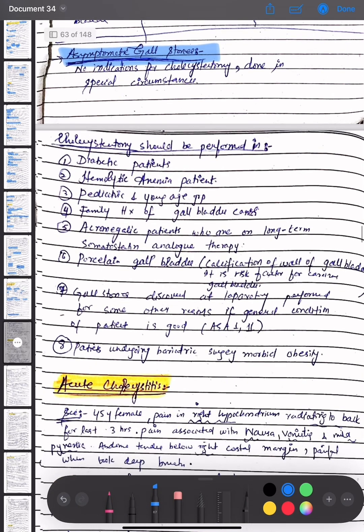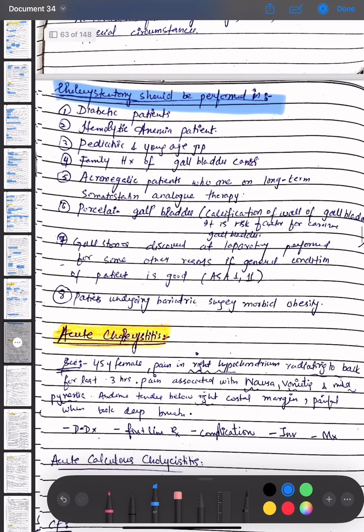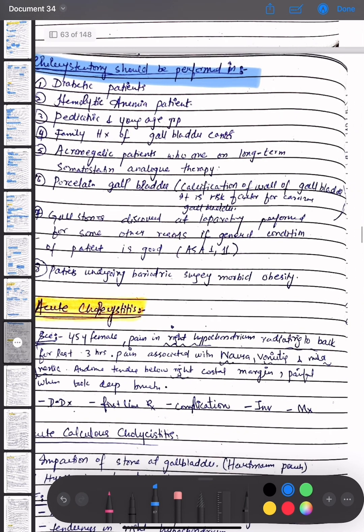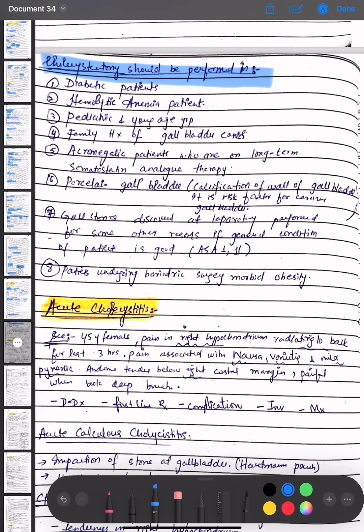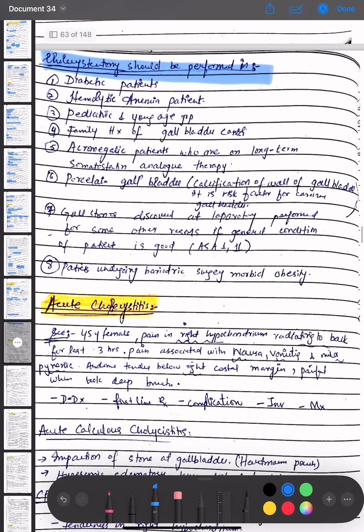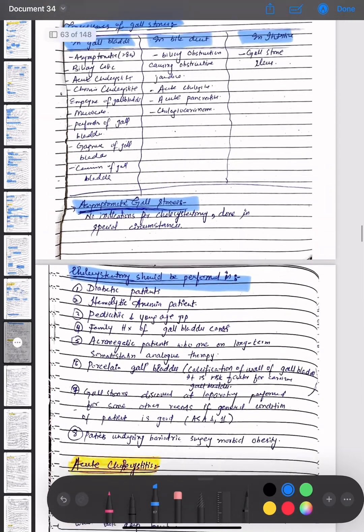Cholecystectomy should be performed in diabetic patients, in hemolytic anemia patients, in pediatric and young age groups, in family history of gallbladder cancer, in acromegalic patients who are on long-term somatostatin analog therapy, and in porcelain gallbladder, which is calcification of the wall of the gallbladder. It is a risk factor for carcinoma of the gallbladder. Then gallstones discovered at laparotomy performed for some other reasons, if the general condition of the patient is good, and patients undergoing bariatric surgery, morbid obesity. So cholecystectomy should be performed in these conditions.